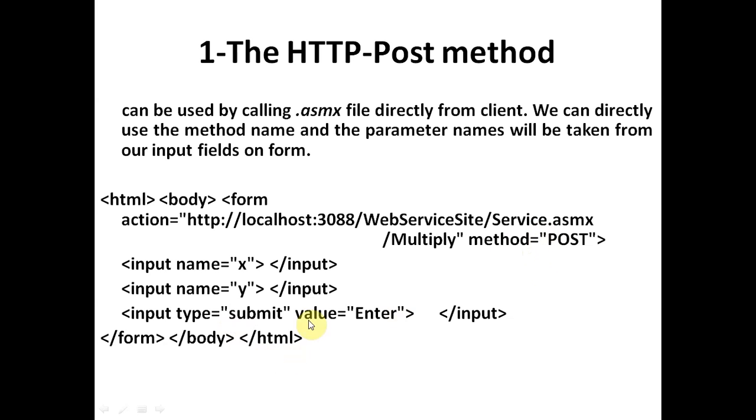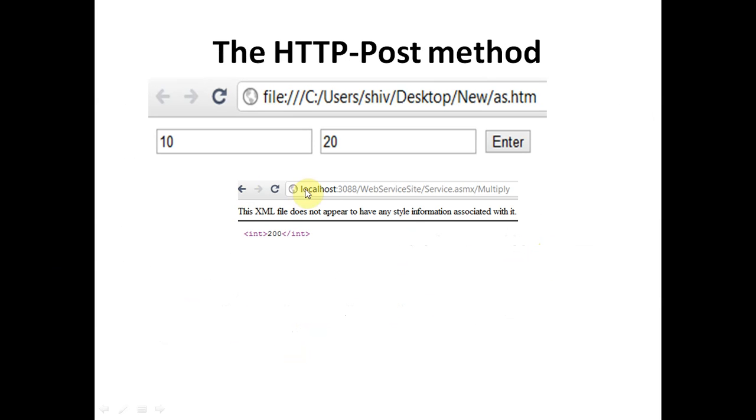As we run this file, it will execute the multiplication of two numbers, and this is the output. This is the way we execute web services. I have already explained this in the previous class.